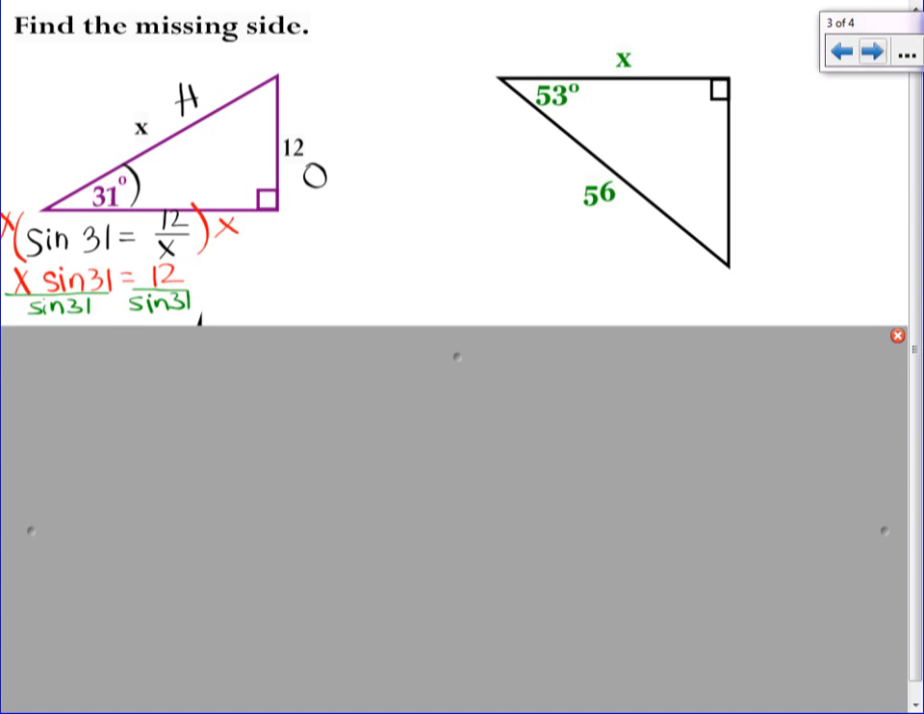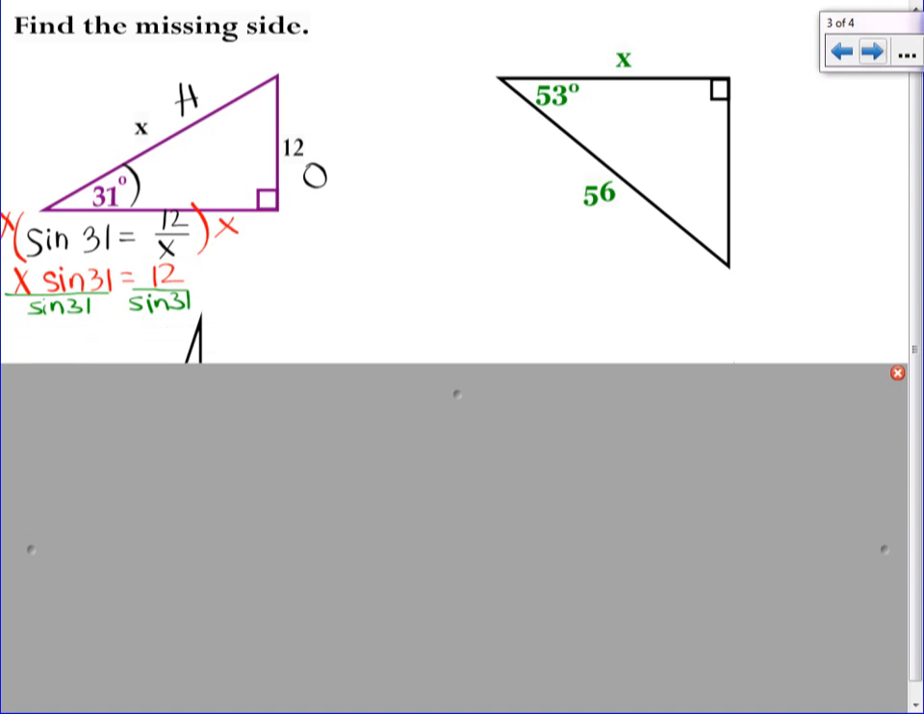So this is what we put in the calculator. 12 divided by sine 31. Somebody tell me what that is. How much? 23.3. Okay.